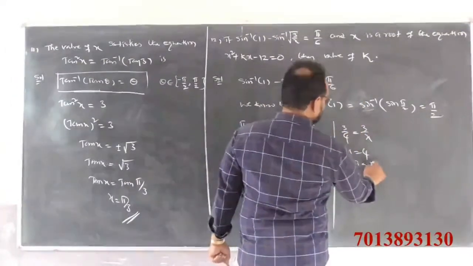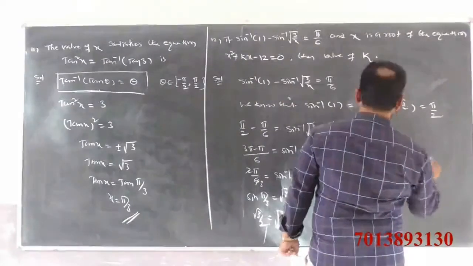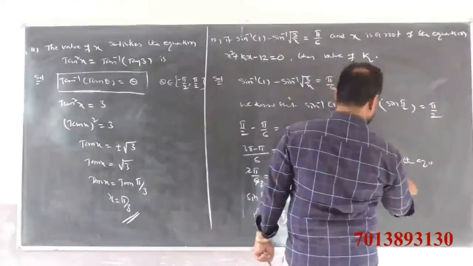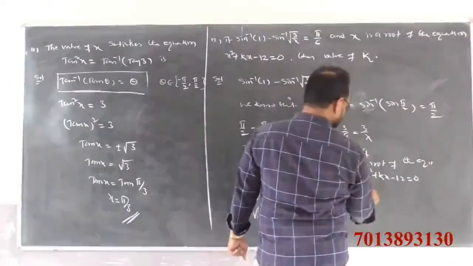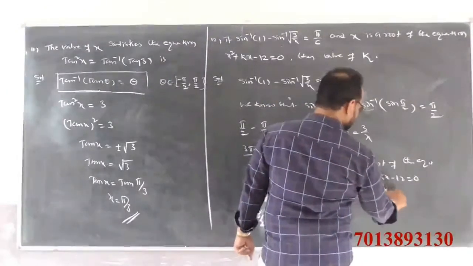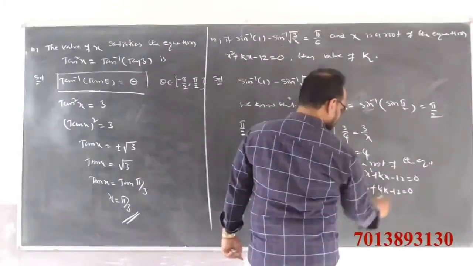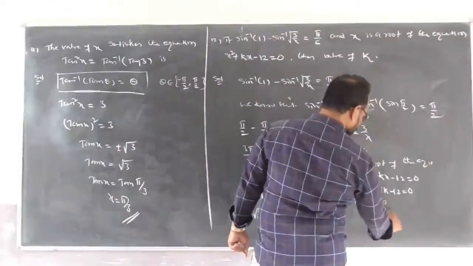X is a root of the equation x square plus kx minus 1 is equal to 0. If you substitute the x value here, 4 square is 16, plus 4k minus 1 is equal to 0. So 16 minus 1 we get plus 15, plus 4k is equal to 0. 4k is equal to minus 4.